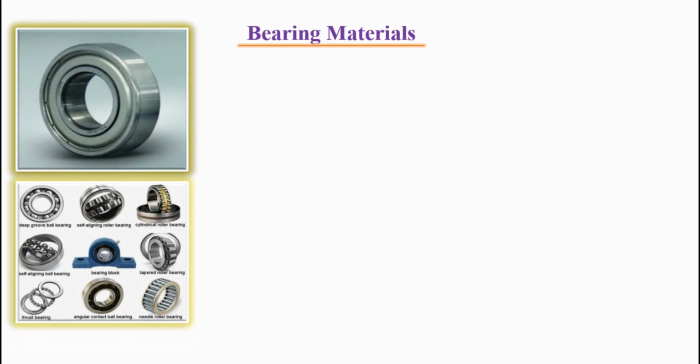These are the various types of bearings that you are seeing in this image. It is deep groove ball bearing, self-aligning roller bearing, cylindrical roller bearing, self-aligning ball bearing, bearing block, tapered roller bearing, thrust bearing, angular contact ball bearing, needle roller bearing. All these are bearings that we have seen in our day-to-day life, but we don't know which bearing is used for which application. All these things we are going to see in detail in this video.